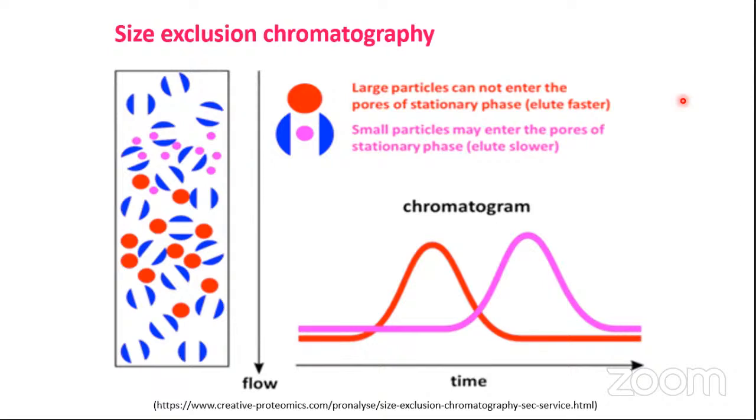So if you look at this diagram over here, this represents a column, and the blue represents porous beads in the column. So if you pass a mixture of molecules, large in red and small molecules in pink, through this column, the larger molecules will not enter the porous beads, and so they will elute first, as you can see on the chromatogram. But if the particles are smaller, they will move through the porous beads and will elute in an order of biggest to smallest, since the smallest particles will have the longest space to traverse. So they will elute later.